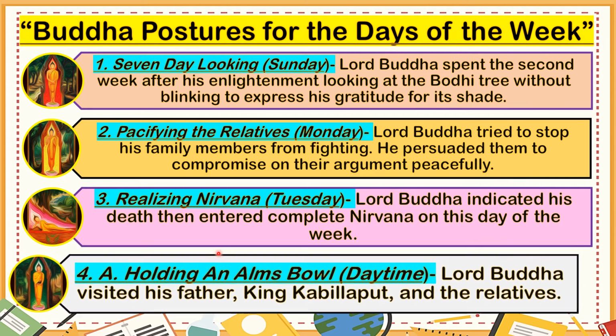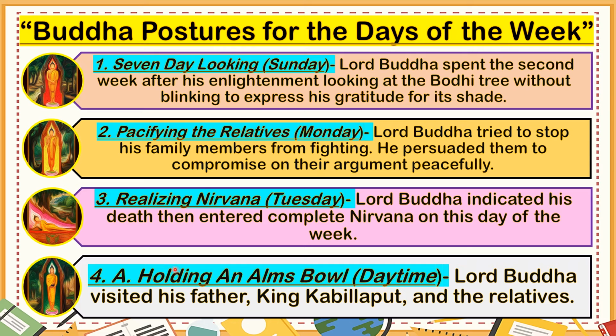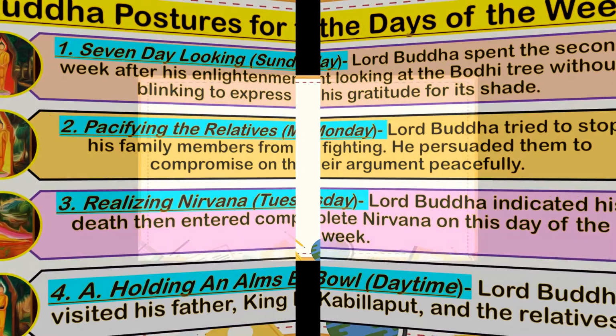And the fourth one, A, holding an alms bowl. This is Wednesday daytime. Lord Buddha visited his father after his enlightenment. His father is King Kabilapat, and he visited also his relatives.